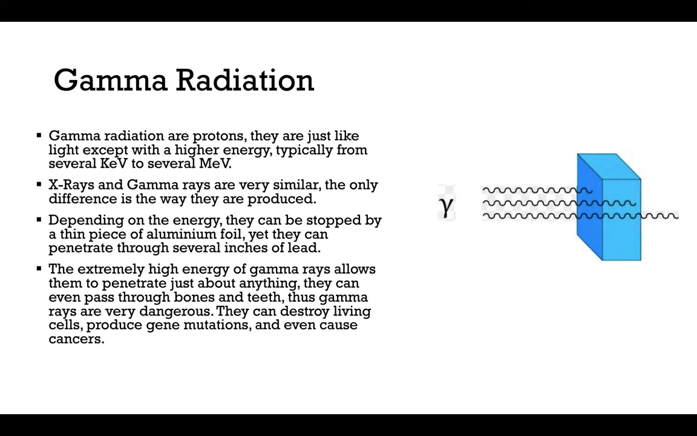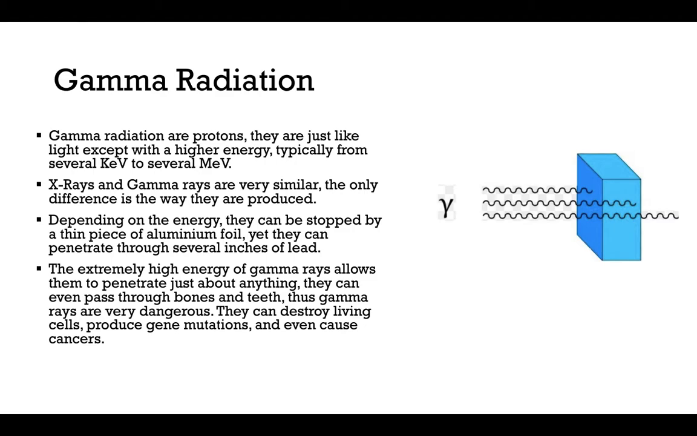The third type of radiation is the gamma radiation. Gamma radiation consists of photons. They are very light, but with a very high energy, typically from several kilo electron volts to several mega electron volts. X-rays and gamma rays are very similar. The only difference is the way they are produced.